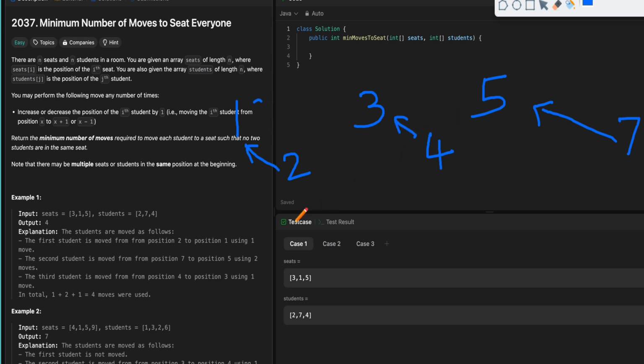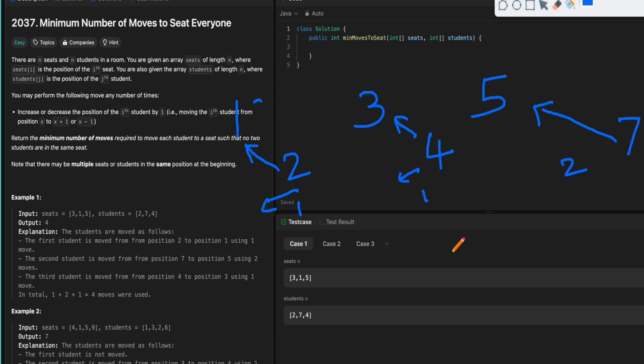And whenever we move, we calculate the distance we moved in the x direction and sum it up. So here the x direction difference was 1, right? 4 to 3 was also 1, and 7 to 5 was 2. So in total there were 4 moves, and that is the answer.